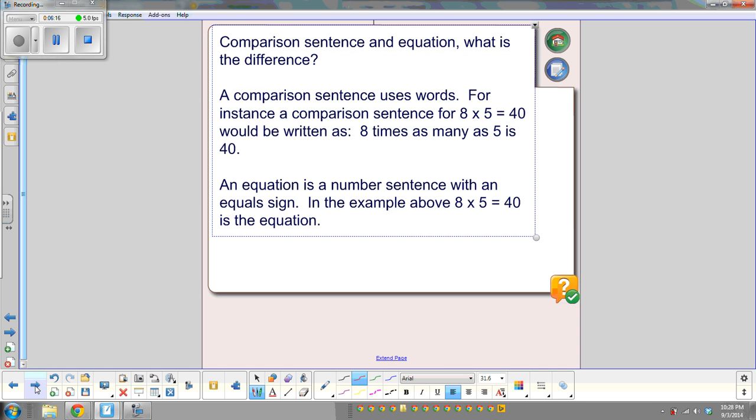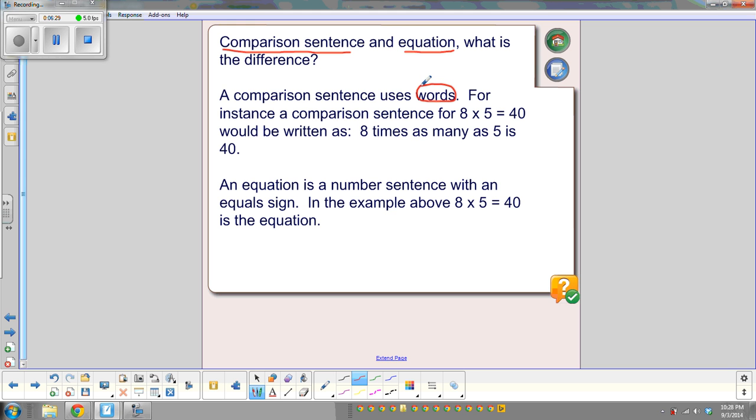All right, so a comparison sentence and an equation. What's the difference? We have a comparison sentence, and you're going to see this on your homework, and an equation. What is the difference? Well, a comparison sentence uses words. For instance, a comparison sentence for 8 times 5 equals 40 could be written as 8 times, which equals multiplication. Anytime you see that word times, it's multiplication. As many as 5 is, which is the same thing as an equal sign, is 40. So 8 times 5 is 40.